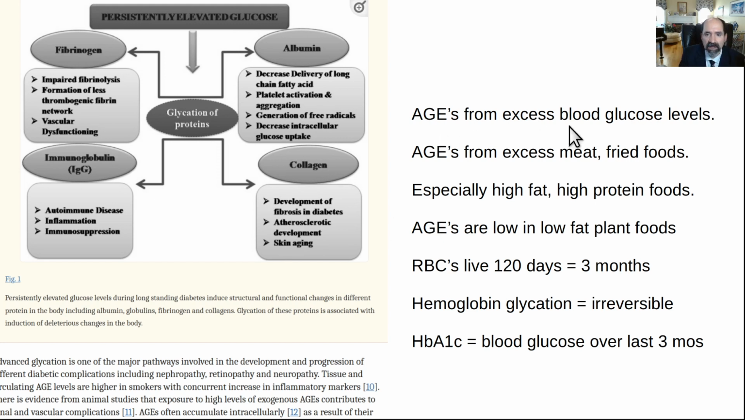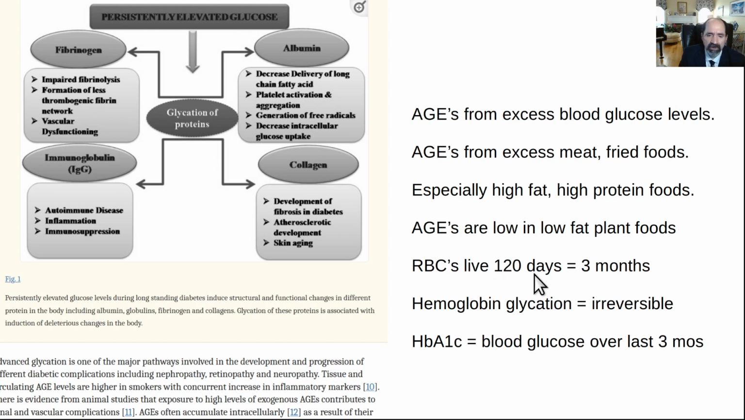Okay, advanced glycation end products are due to the endogenous ones. Endogenous means from the body, are produced by excessive blood glucose level. Also, excess fructose ingestion can do that too. That's a special circumstance. We'll talk about that in some other lecture. AGEs from excessive meat and fried foods. Yeah, you don't want to be eating those things. It's especially the high-fat, high-protein foods, as in meat and some of the processed foods. AGEs are very low in plant foods. Other than nuts, if you fry a nut, then they're pretty high.